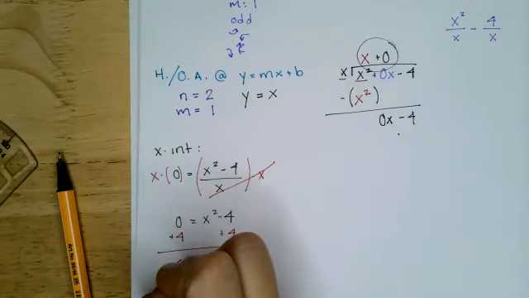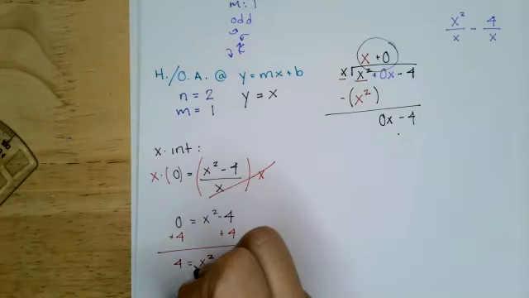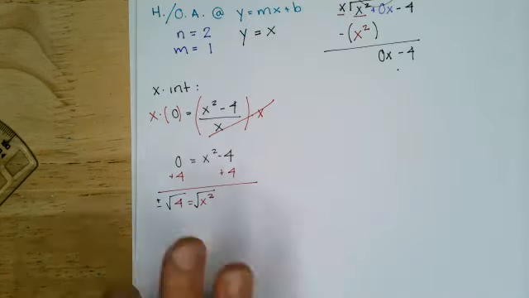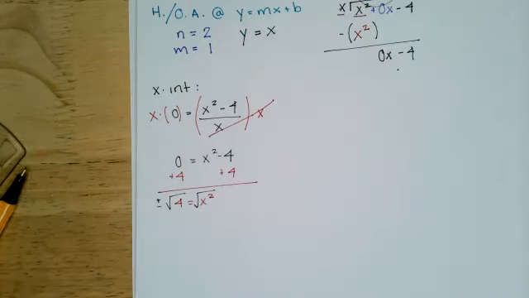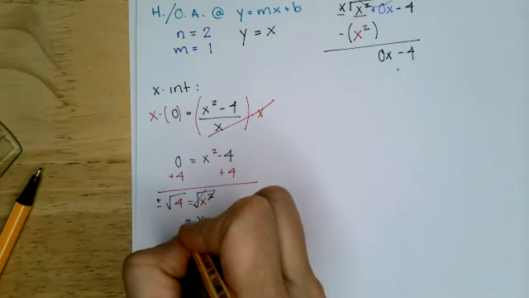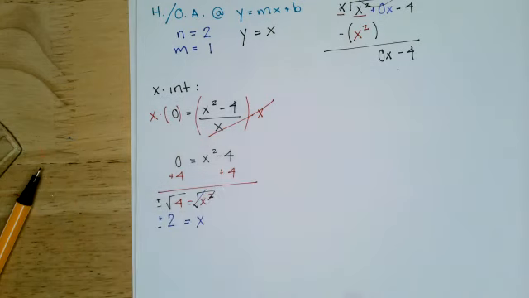Add 4. 4 equals x squared. Take the square root. And when you're taking the square root, remember you have to include the positive and the negative answer to that. So the square root of x squared cancels out the x squared. You just get x equals the square root of 4, which is 2, right? So you have a positive 2 and a negative 2.